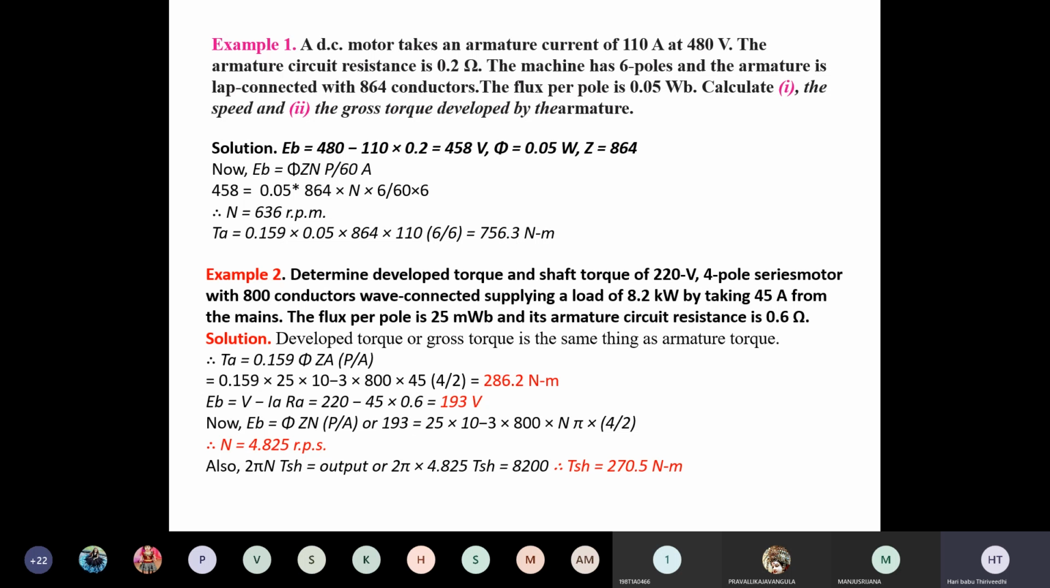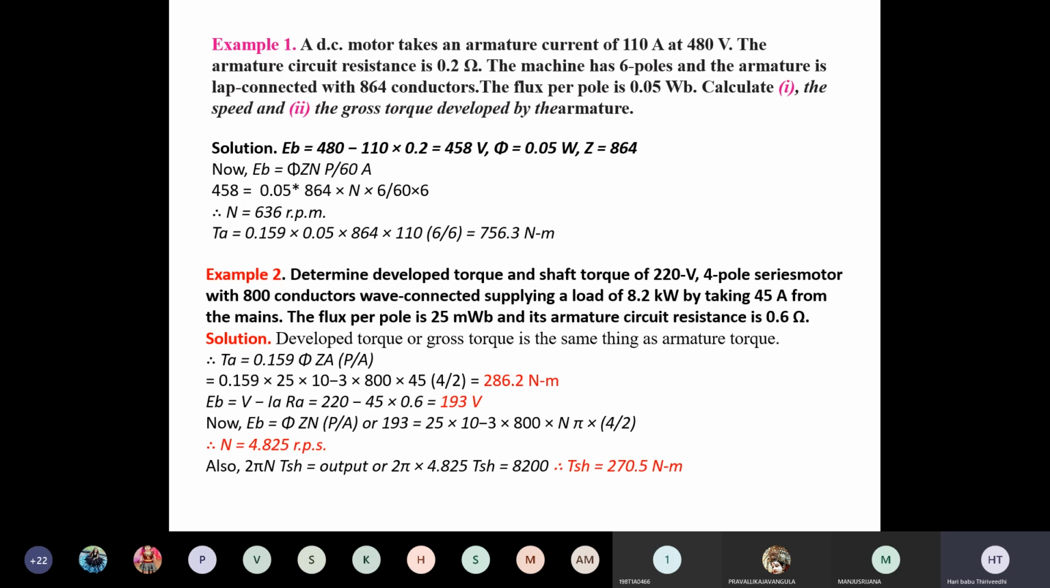Now the second one, calculate the gross torque developed by the armature. That means gross torque or armature torque, both are the same, right? What is the formula? Ta is equal to 0.159 phi Z Ia into P by A. Once again I repeat, the armature torque equation is equal to 0.159 phi Z Ia into P by A. So the equation was already derived in the last theory class, right?